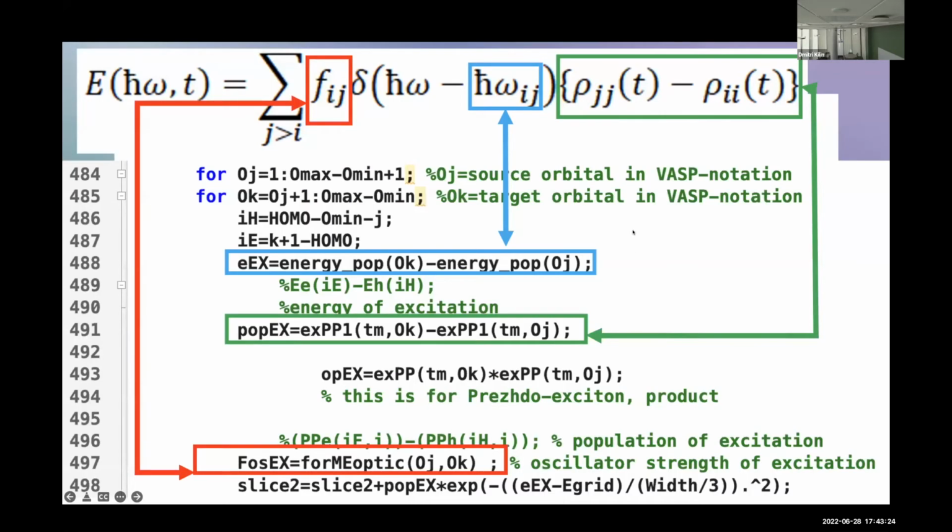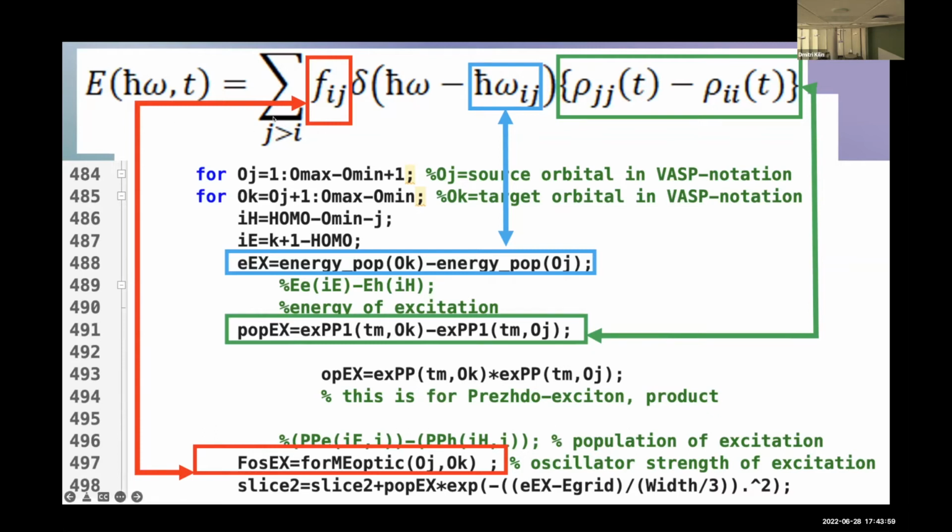Okay, another prerequisite for photoluminescence is that it should match the emitted photon, matching the energy difference between initial and final states. So the frequency of the emitted photon is equal to the energy difference between initial and final. And the third prerequisite is that the emitting pair of states should have non-zero oscillator strength, should have non-zero transition dipole, and should be able to contribute.